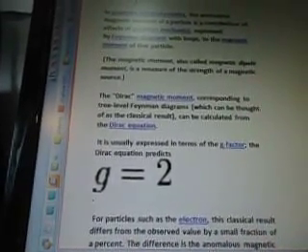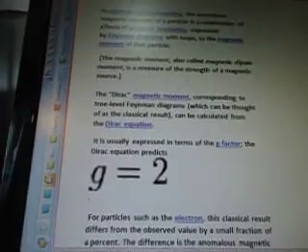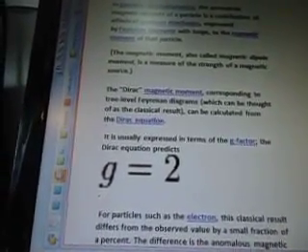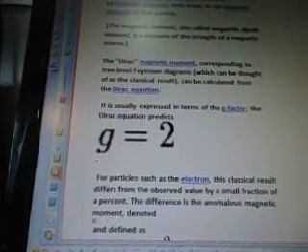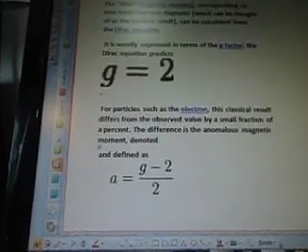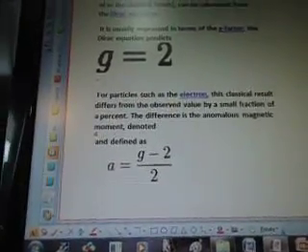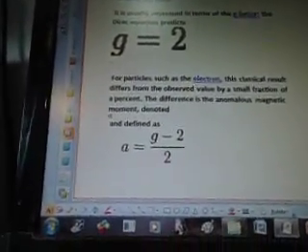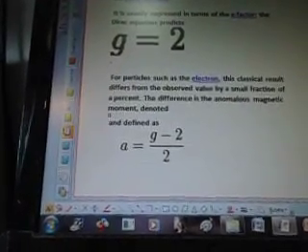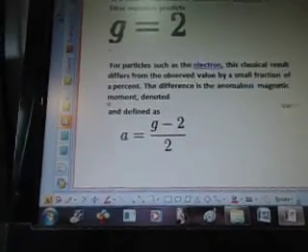The Dirac magnetic moment, corresponding to tree-level Feynman diagrams, which can be thought of as the classical result, can be calculated from the Dirac equation. It is usually expressed in terms of the g-factor. The Dirac equation predicts g equals 2. So for particles such as the electron, this classical result differs from the observed value by a small fraction of a percent. The difference is the anomalous magnetic moment, denoted a and defined as a equals (g minus 2) over 2.